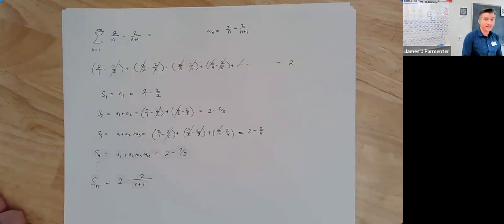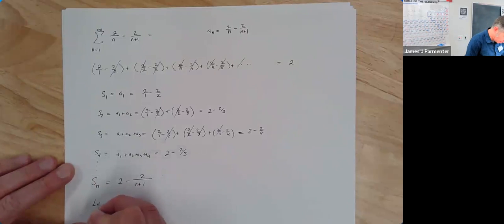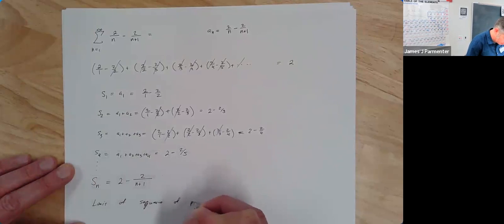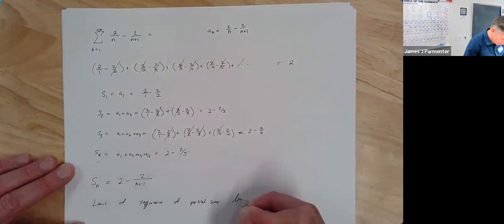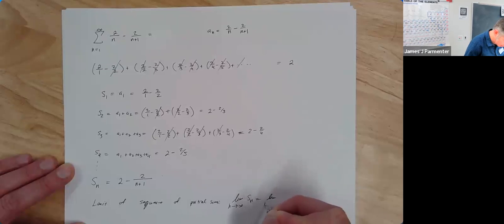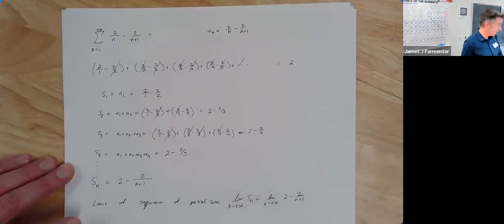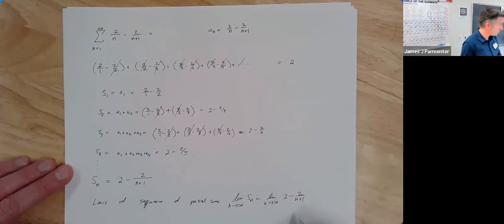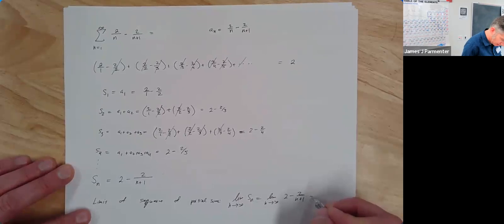And now we can take the limit of the sequence of partial sums. Well, that's going to be the limit as n goes to infinity of Sn, which is the limit as n goes to infinity of 2 minus 2 over n plus 1. And as n goes to infinity, 2 over n plus 1 goes to 0. So this ends up being 2 minus 0, which is just 2.